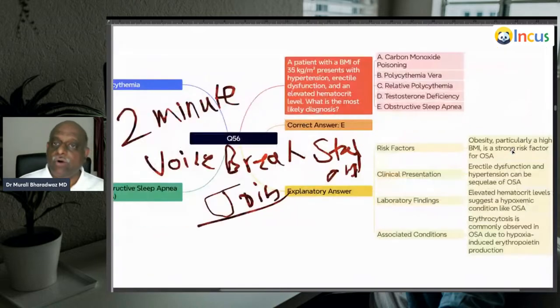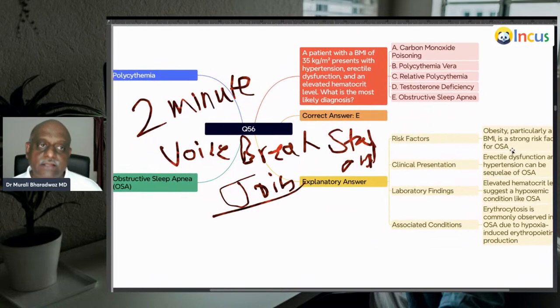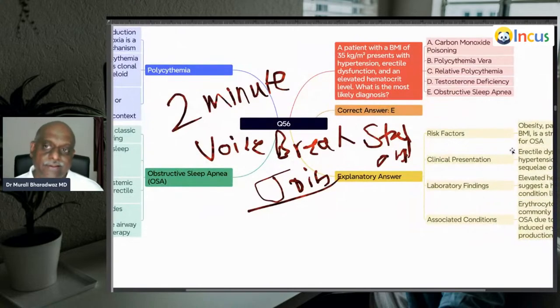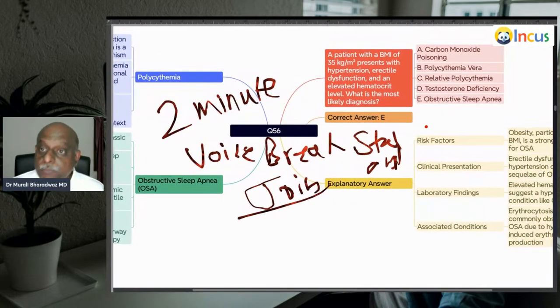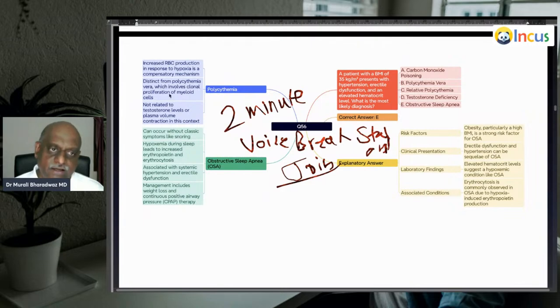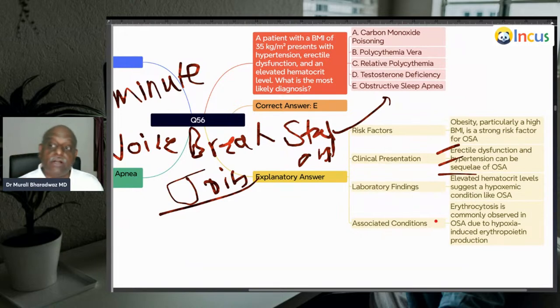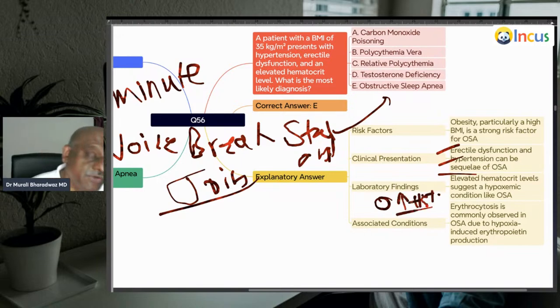A patient with BMI of 35 with hypertension, erectile dysfunction, elevated hematocrit. What is the likely diagnosis in him? Typically, obstructive sleep apnea. Obesity is a serious risk factor for obstructive sleep apnea. Erectile dysfunction and hypertension are sequelae of it. Because of the constant hypoxia, hypoxia stimulates erythropoietin, leading to elevated hematocrit levels and erythrocytosis, is what you need to remember.